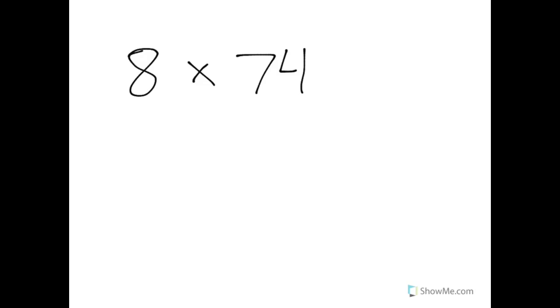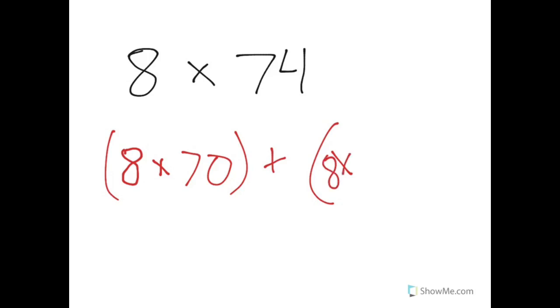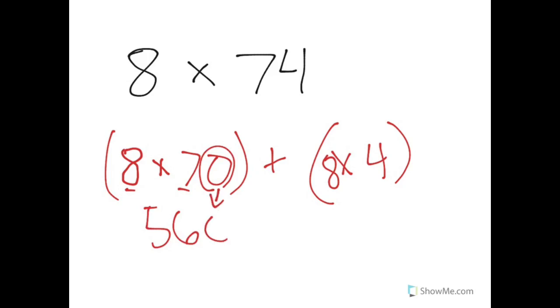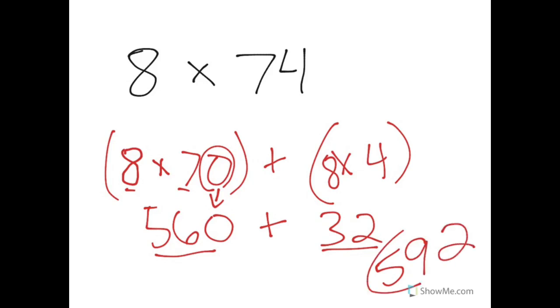8 times 74. Well, I'm going to look at that as 8 times 70 and group it, plus 8 times 4, and I'm going to group that as well. 8 times 70 is pretty easy, right? 8 times 7 is 56. I've got the 0 to bring down, so I end up with 560, plus 8 times 4, also a math fact. We all know that that is 32. And so instead of having to do 8 times 74, I have a little bit easier math problem. 560 plus 32 gives me 592.